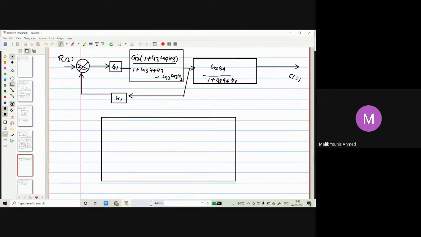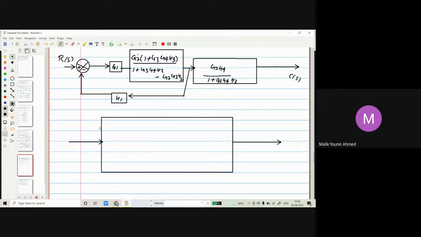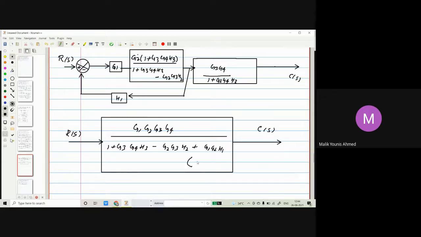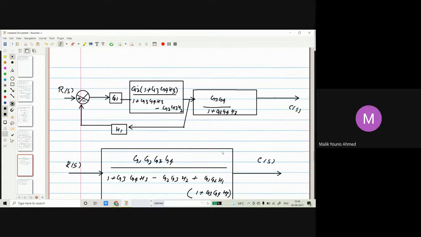So the overall transfer function will be C(s)/R(s), that's the output, equal to G1, G2, G4, then 1 plus G3, G4H3 minus H1 multiplied by 1 plus G3, G4, H3. So this is what we have as the overall function.